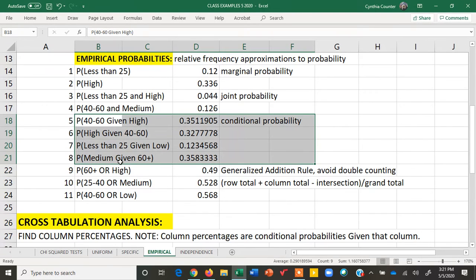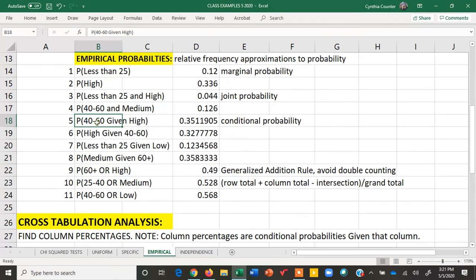You often see them this way, but I could have said, for example, that of those who reported a high level of job pressure, how many of them were in the 40 to 60 category? Of those who reported low job pressure, how many were less than 25? Of those over 60, how many reported medium job pressure? So those are the empirical probabilities.